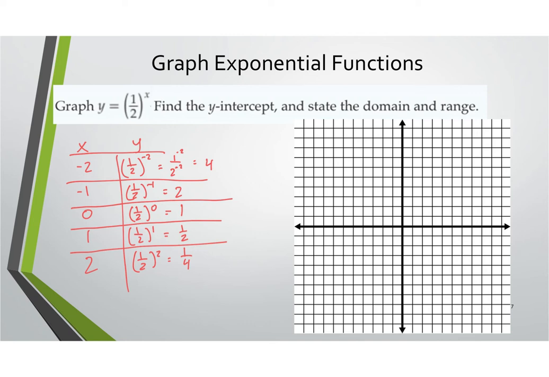Now when you're filling out the table, don't forget your exponent rules. Negative exponents move the base to the other side of the fraction. Okay, that's why my 1/2 raised to the -2 and the -1 flip the fraction, and you end up getting regular numbers, 4 and 2. Okay, video's going to pause again. Go ahead and graph these points.